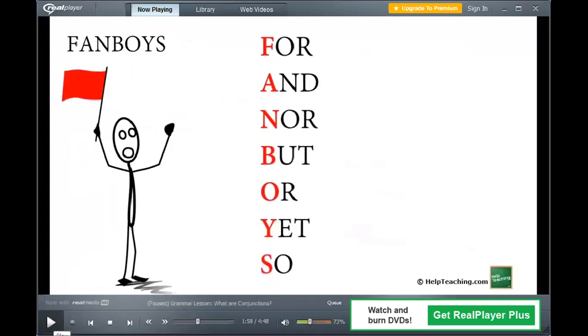So like I said just now, fanboys, all the letters in red, they form the word fanboys. F stands for for, A stands for and, N stands for nor, B stands for but, O stands for or, and Y stands for yet, S stands for so. So the first letters for each of those words will help you to remember the 7 main conjunctions.